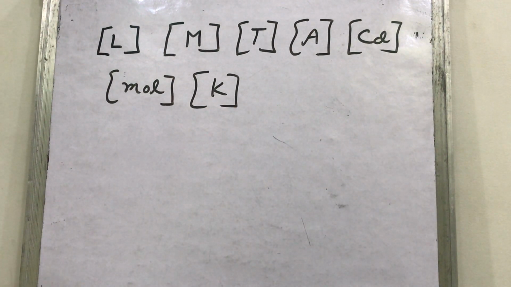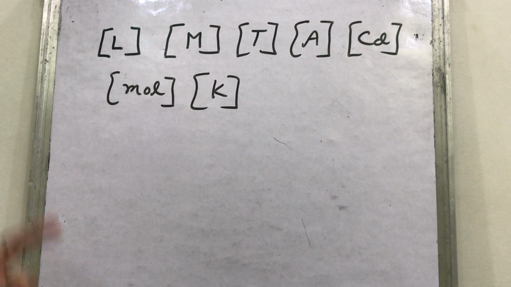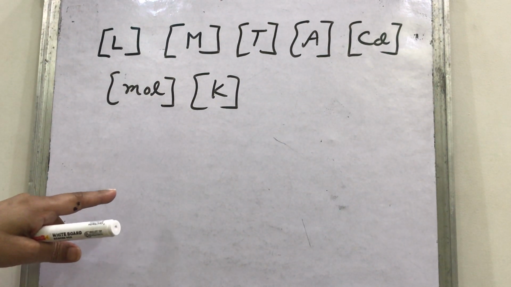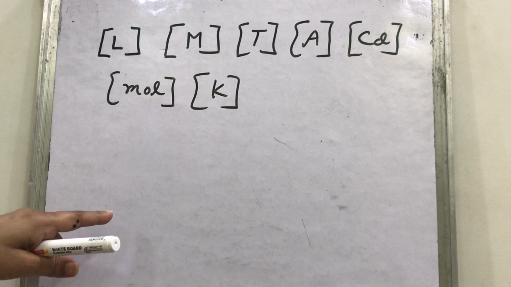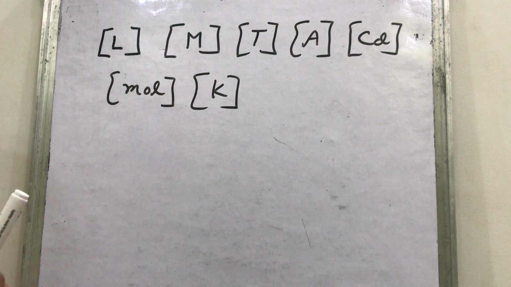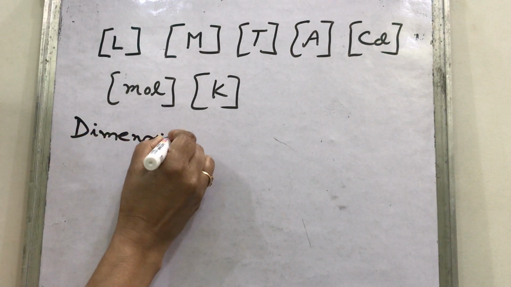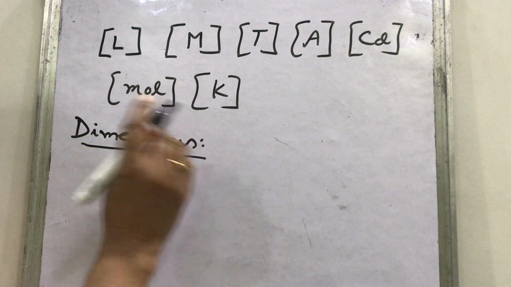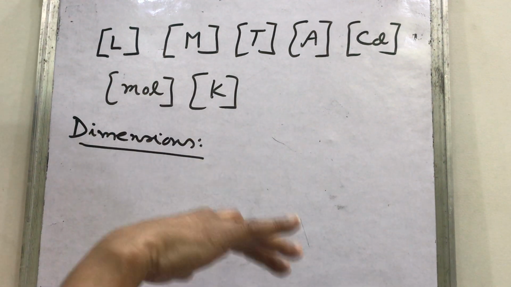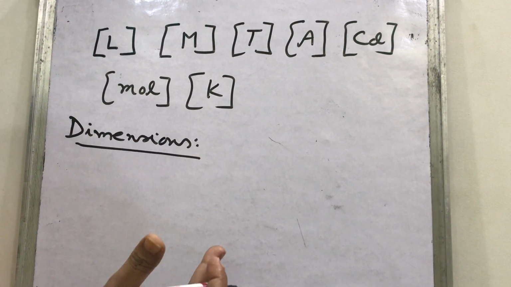Now how will you define the dimensions of a physical quantity? The dimensions of a physical quantity are the powers or exponents to which the fundamental quantities must be raised to represent that physical quantity completely. We have read the definition, but how will you understand it?